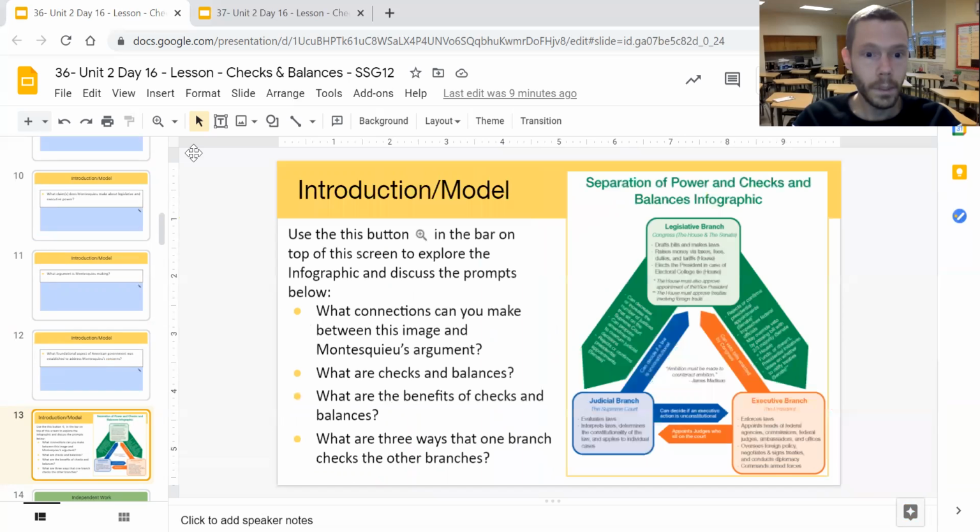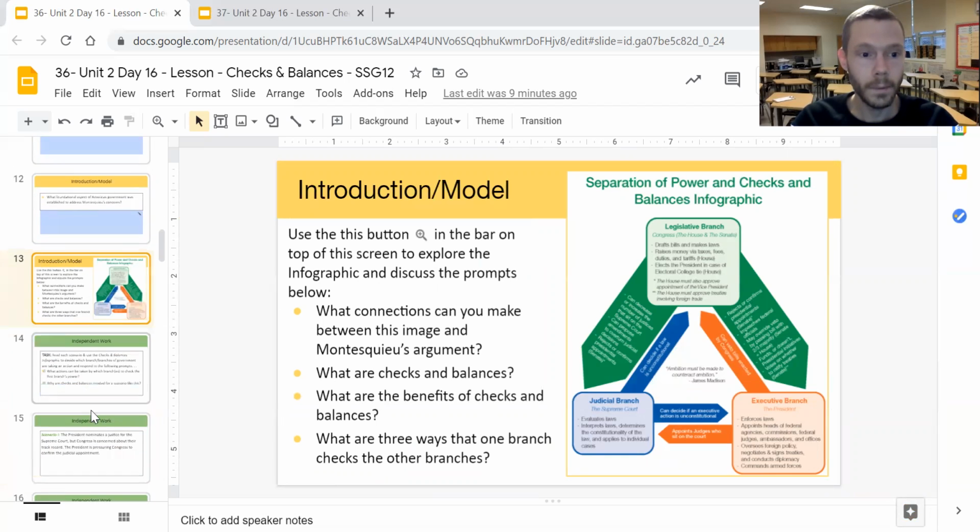And then there are some additional discussion questions that students can make from text to text connections, thinking about what is in the image and what is in Montesquieu's arguments, using the infographic to articulate their own definition of checks and balances, and then to come up with a consensus definition as a class, and to think about some ways that one branch can check other branches is a very easy entry point for students to be able to participate in the discussion.